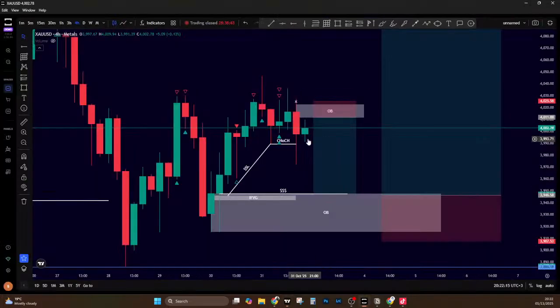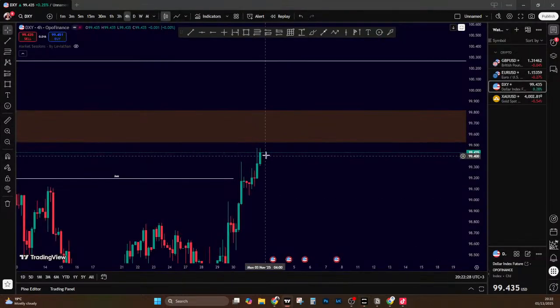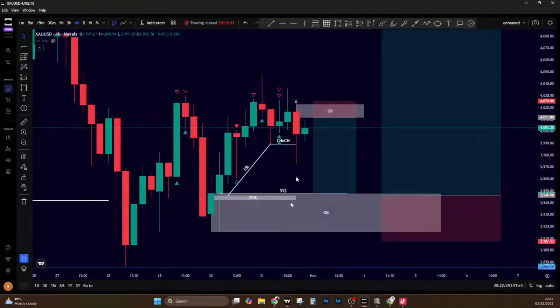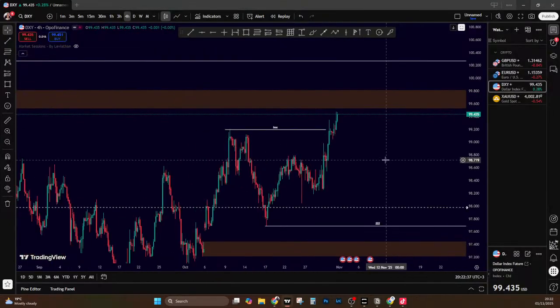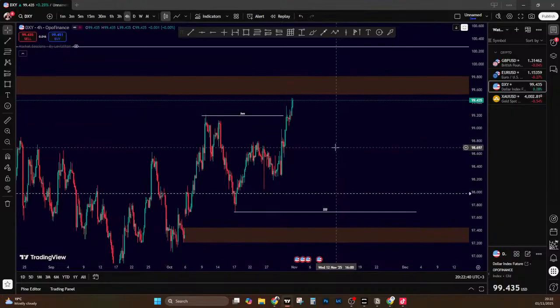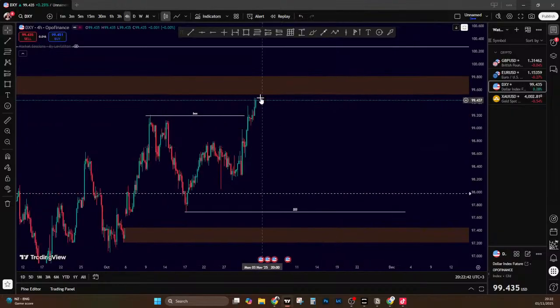What was our analysis? We said that gold will sell to this order block, as the dollar index is buying to this order block, gold is selling to this order block. And then what will happen? This is the most crazy thing you'll see. We will have one great sell towards this liquidity.